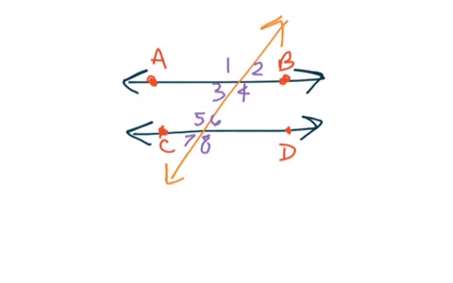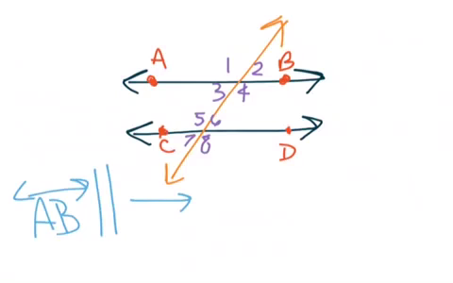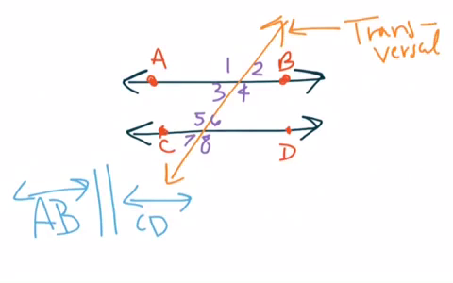Alrighty, so welcome back. Let's first go with a transversal. Right here we have that line AB is parallel, which we'll draw with these two bars, to line CD. This orange line right here is the transversal. When a transversal cuts through two parallel lines, it creates a bunch of different angles.